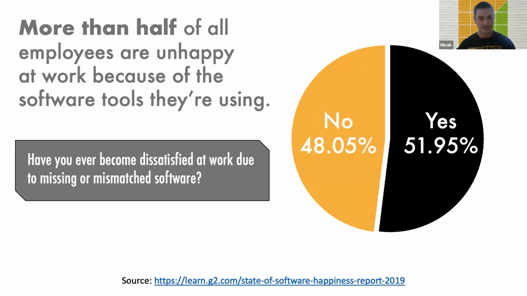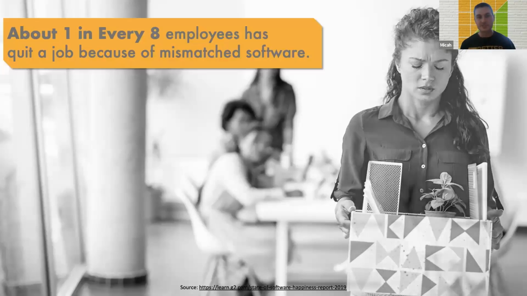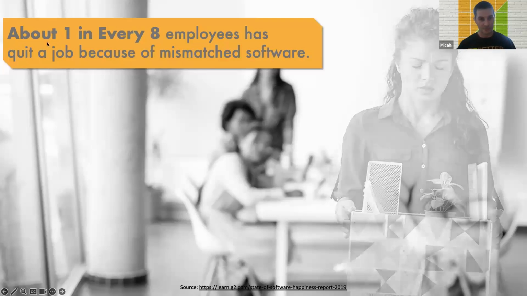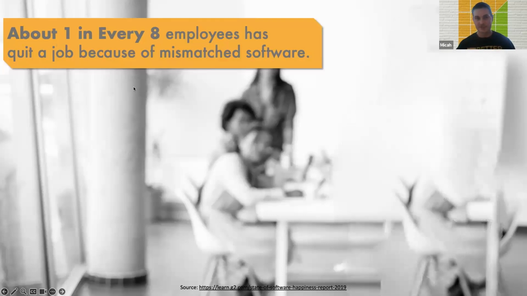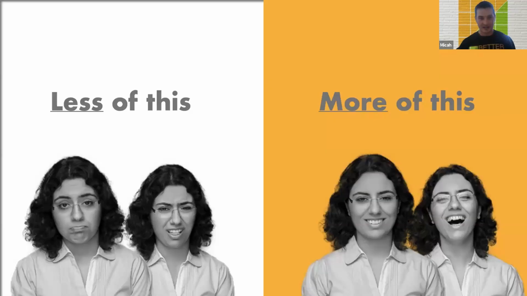So it doesn't surprise me at all that the same survey found that around 1 in 8 employees quit a job because of mismatched software. The fact that this is a cited reason for people leaving a job speaks to how important it is to set you up for success and make sure you have the right tools for the job. Turnover is disruptive to progress and goal attainment. So let's turn that around.